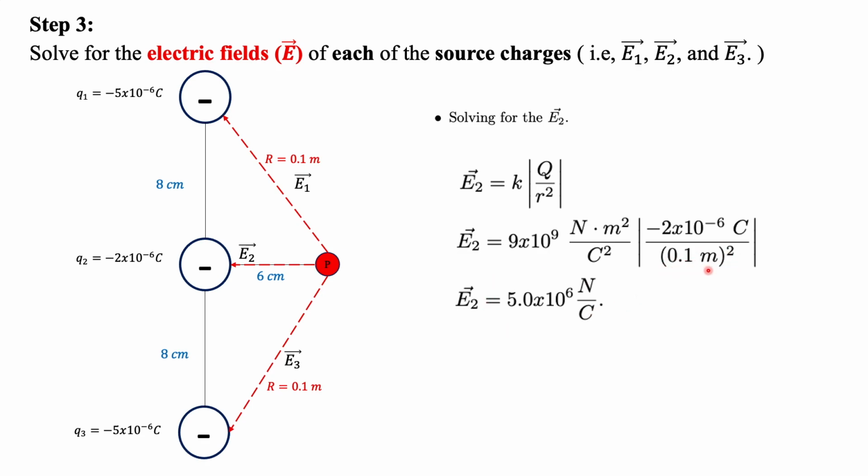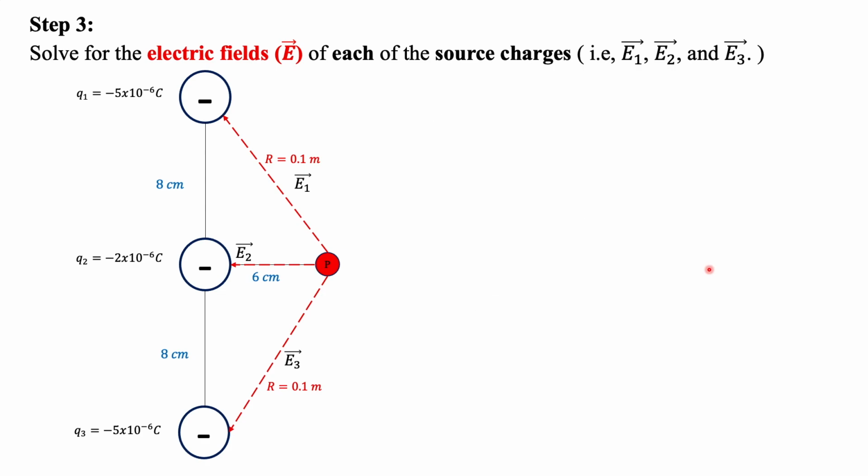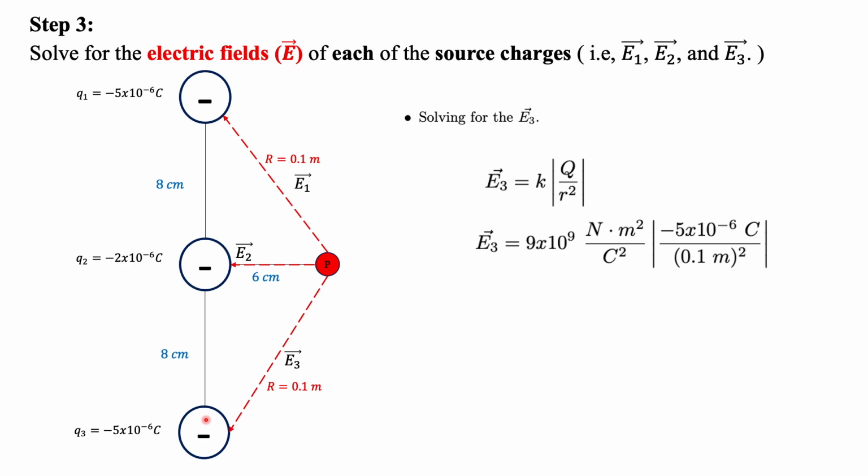So next is to solve for the magnitude of the electric field due to charge 3. Okay, so basically we do the same thing. It's a boring thing. It's just K, Q over R squared. You plug in the values. So as expected, you should get the same value as E1, because you have the same source charge, if you notice, and the same separation distance from the source charge to the field point P. So without a doubt, you should get 4.5 times 10 to the 6 newtons per coulomb.